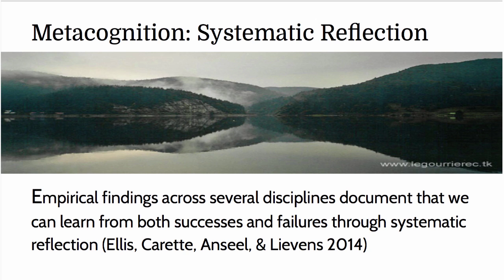So the first thing that I'd like to start with is just a quote from Ellis, Corrett, Ansel, and Levins. They're in cognitive psychology. And they say that empirical findings across several disciplines document that we can learn from both success and failure if we have systematic reflection about those experiences. Linda, this brings up a question here as to what exactly is meant by systematic reflection.